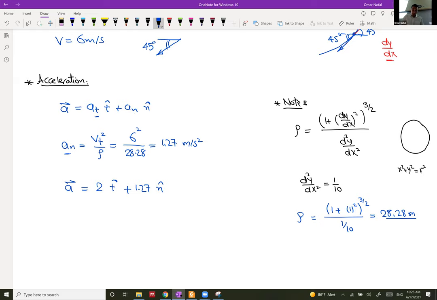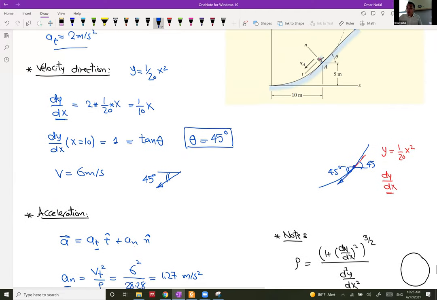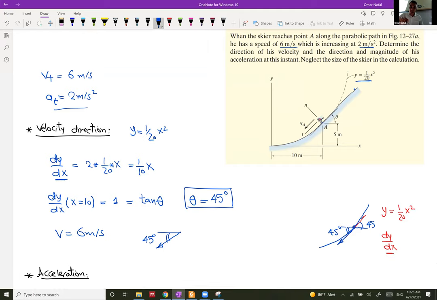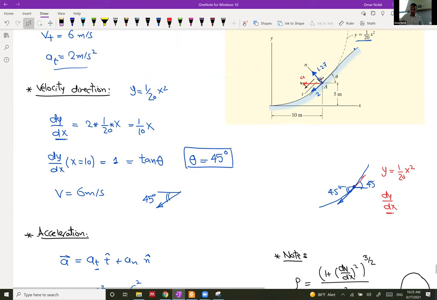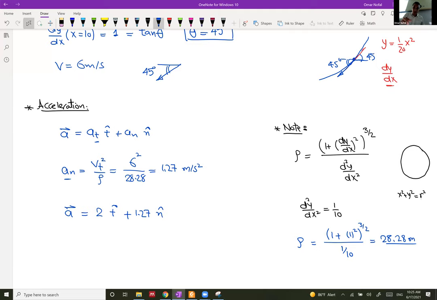If we want the magnitude of the acceleration, let's draw it here. We know that this skier has a tangent acceleration in this direction equal to 2, and a normal acceleration equal to 1.27. So the magnitude should be something like this in this direction. So let's get the magnitude of the acceleration. A should be equal to the root of 2 squared plus 1.27 squared. If you calculate this, it will give you 2.37 meter per second squared.